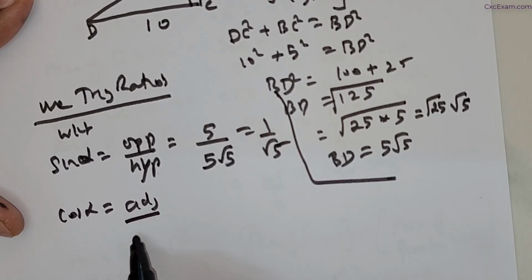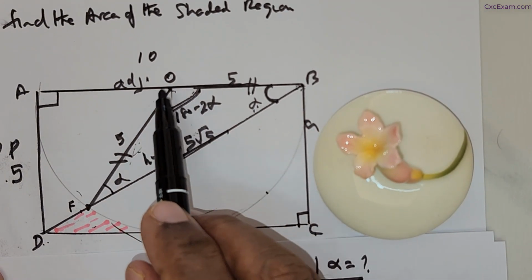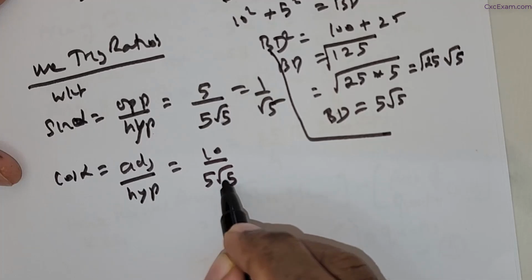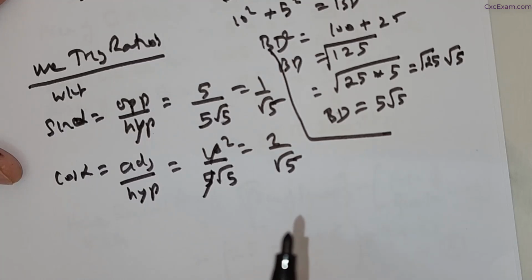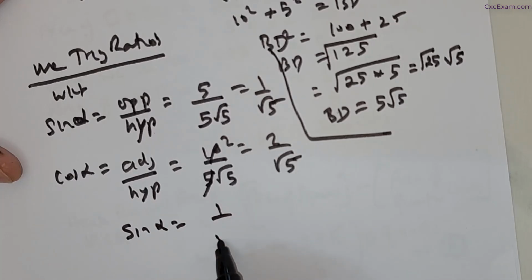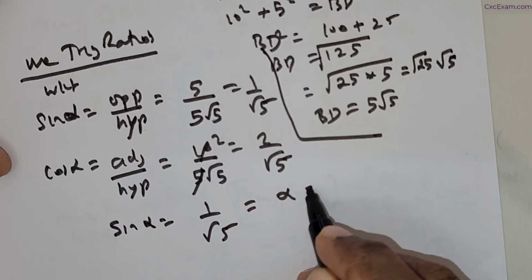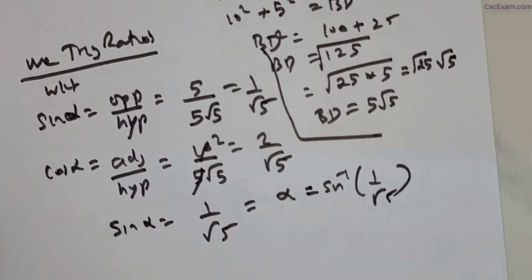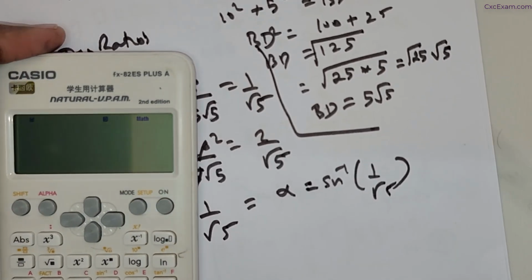Cos alpha is adjacent side divided by hypotenuse. So what is my adjacent side? Adjacent side is 10 units. Hypotenuse is 5 root 5. 5 divides here 2 times, so you have 2 over root 5. Okay, fair enough. Now we can extract alpha from here also. So alpha is equal to sine inverse of 1 over root 5. So let me show you that, sine inverse of 1 over root 5.